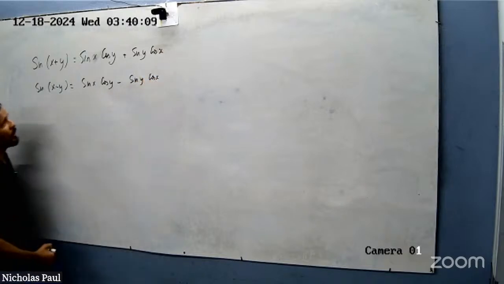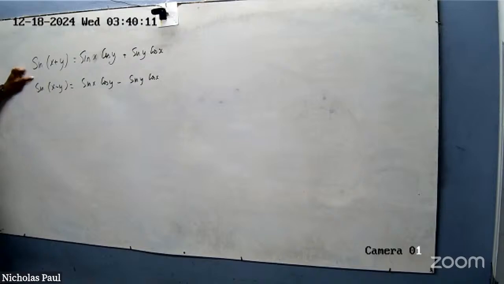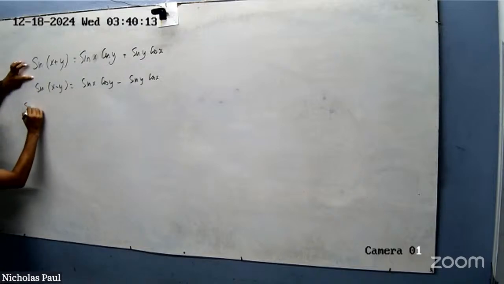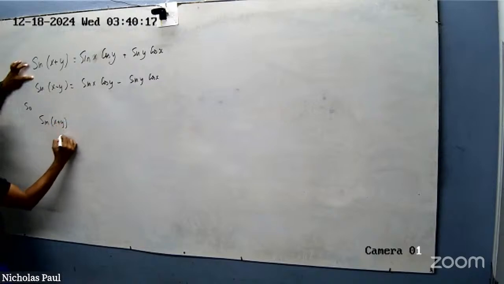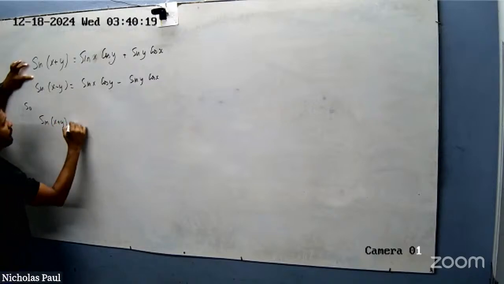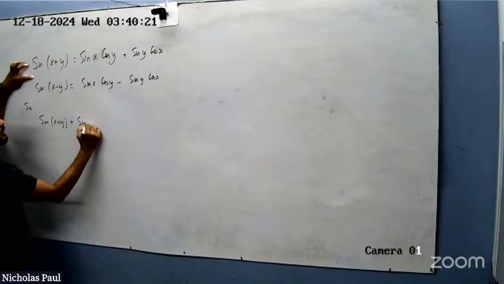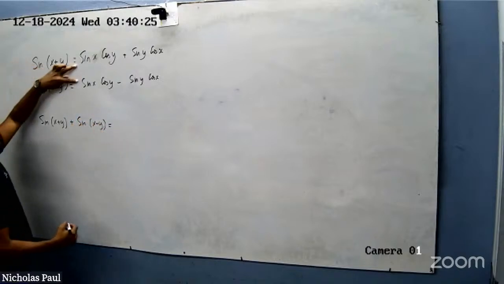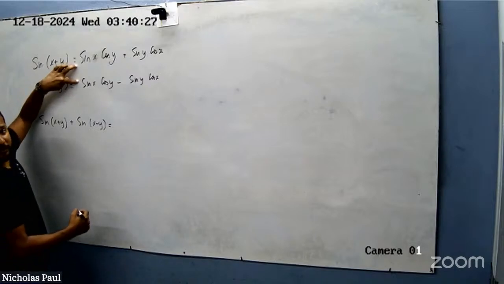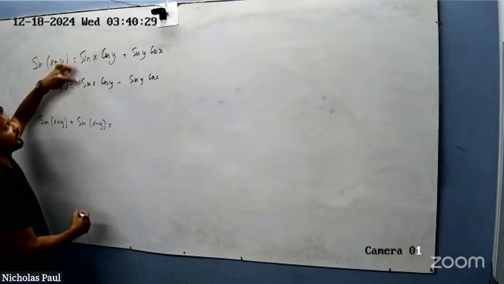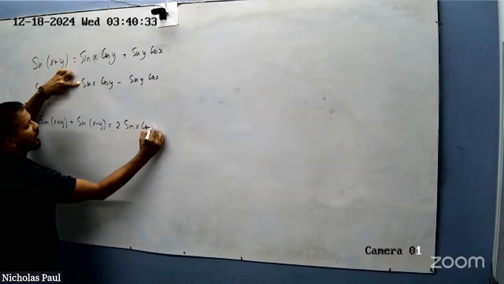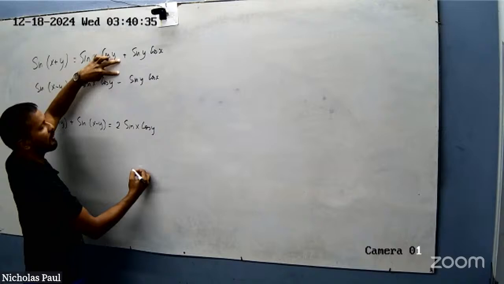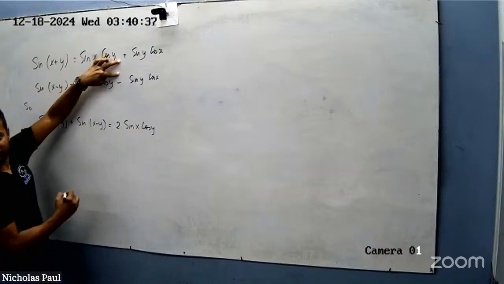So what do you see now? What would happen if I add these two? If I add sine x plus y to sine x minus y, what will I get? Two of this. These two will sum, and I'll get 2 sine x cos y. What will happen here? They cancel off. Is that okay?